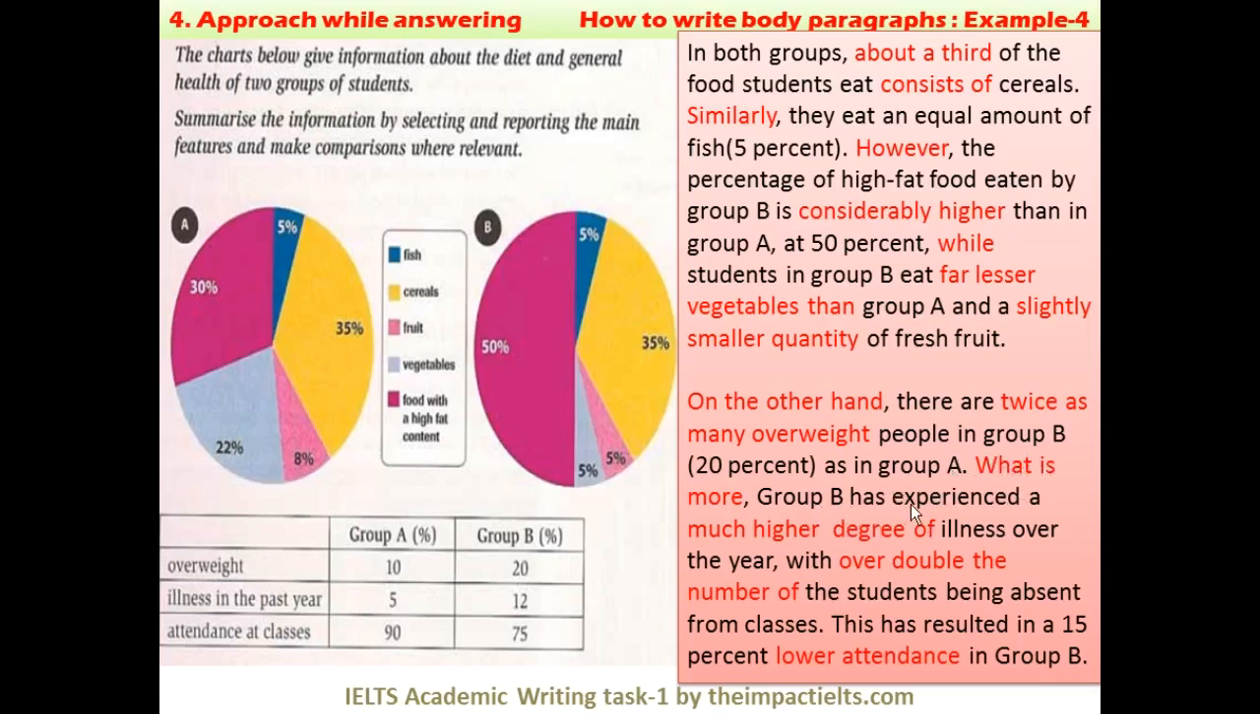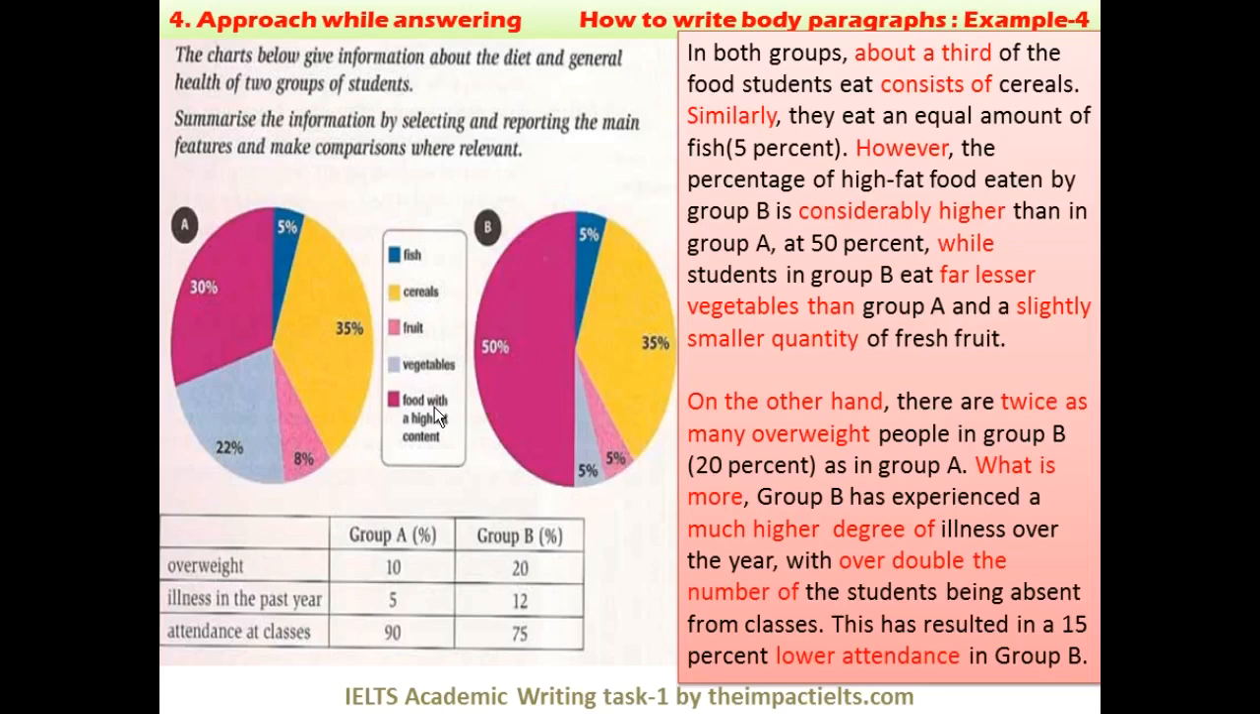Again, a linker. Group B has experienced, perhaps it should not be a capital G here, so you should take care. Group B, or the way they have given it might be possible, but grammatically it's not, has experienced a much higher degree of, so see, far fewer, considerably higher, much higher, this kind of vocabulary, fantastic. Illness over the years with over double the number of, so you can see no figure is clearly mentioned. They're saying double, treble, single, being absent from the classes. This has resulted in a 15% lower attendance in group B, right?